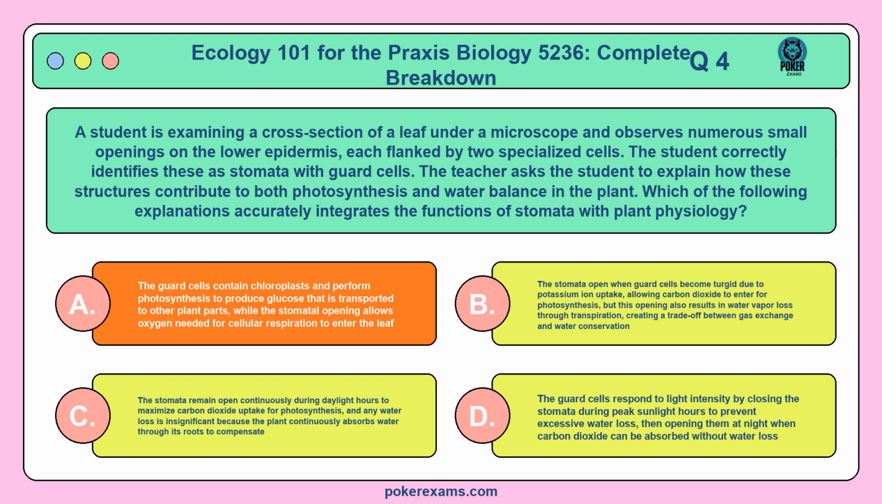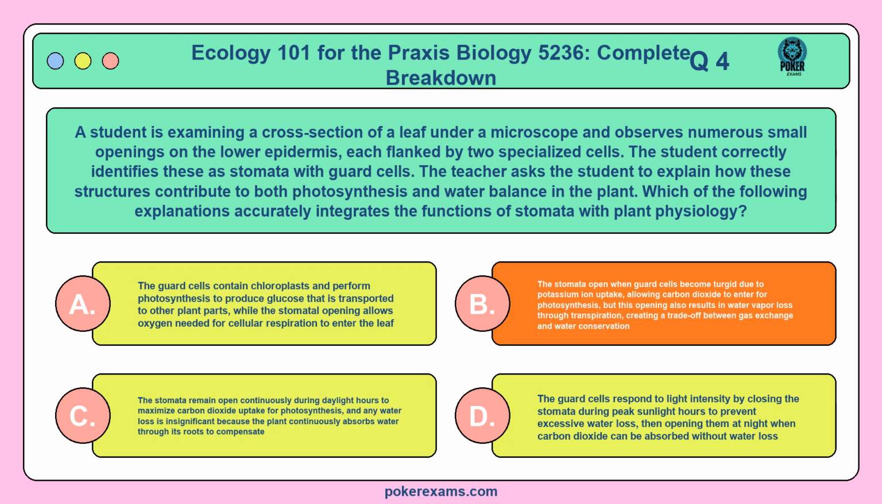Option A. The guard cells contain chloroplasts and perform photosynthesis to produce glucose that is transported to other plant parts, while the stomatal opening allows oxygen needed for cellular respiration to enter the leaf. B. The stomata open when guard cells become turgid due to potassium ion uptake, allowing carbon dioxide to enter for photosynthesis, but this opening also results in water vapor loss through transpiration, creating a trade-off between gas exchange and water conservation.